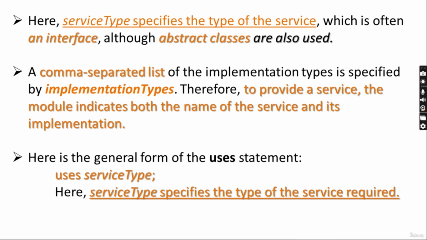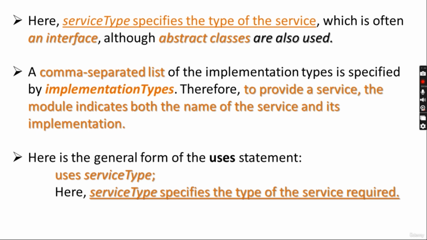Okay, to be understandable by a user or a programmer, it tells you that it is providing a service by service type, and which is implementing that particular service using the implementation type. And more than one implementation type can be specified by a comma separated list.